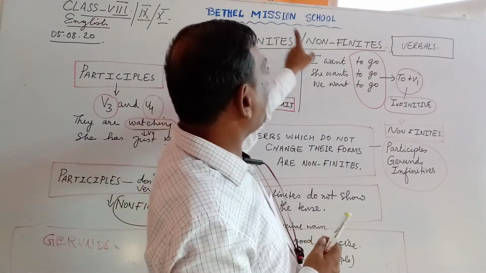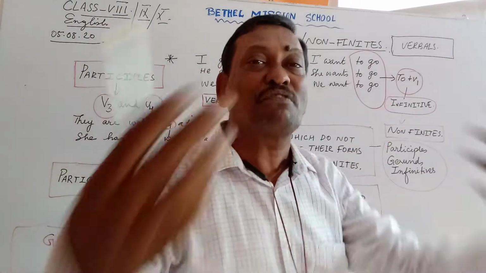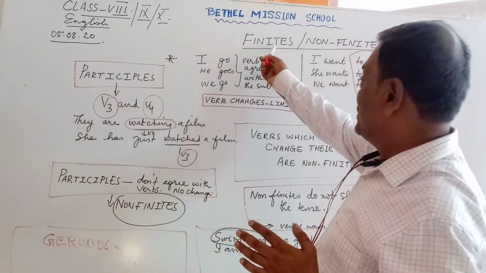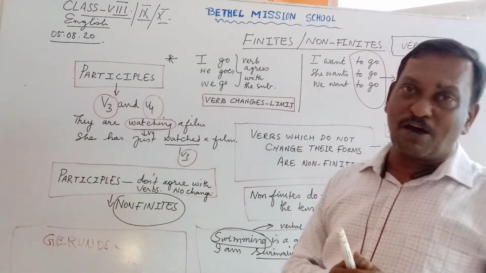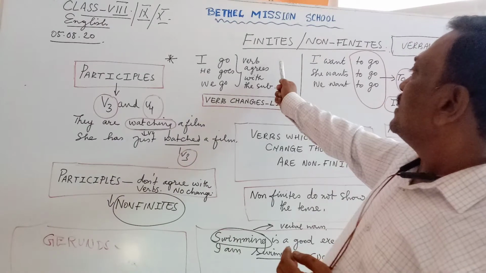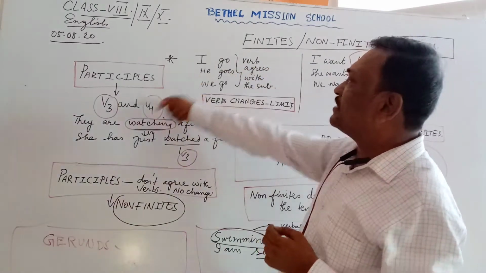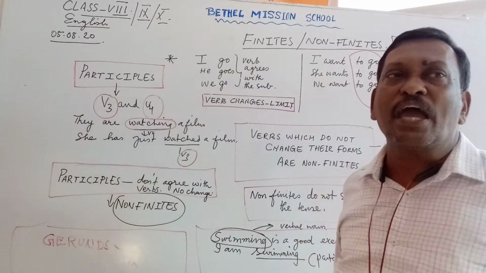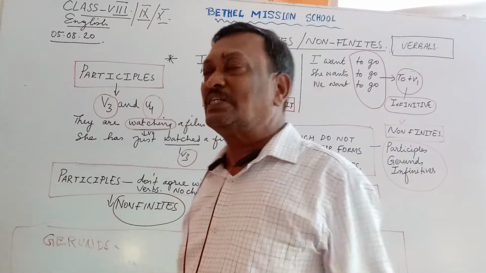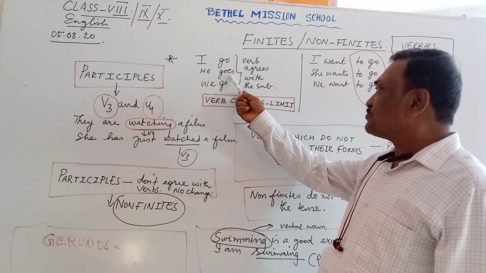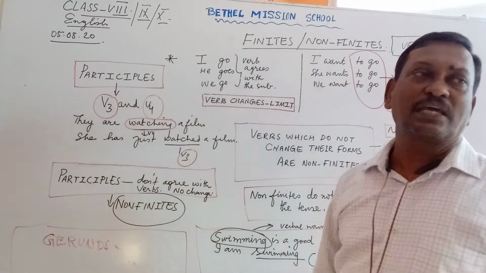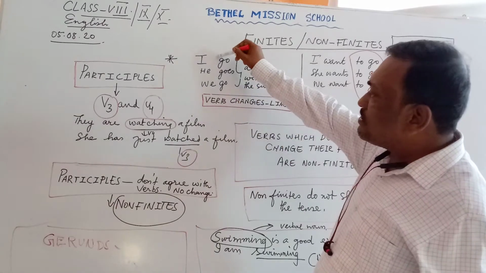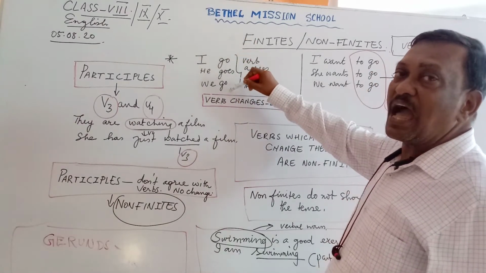Now, what does finite and non-finite in English grammar mean? Well, that is today's class all about. First of all, let's begin with this so that we may understand what a finite verb is. Look at the first sentence, I go. Look at the next one, he goes. And look at the third one, we go. So I go, he goes, and we go.